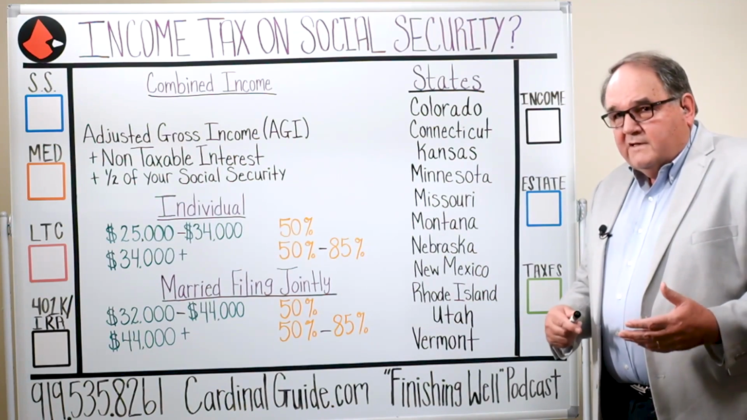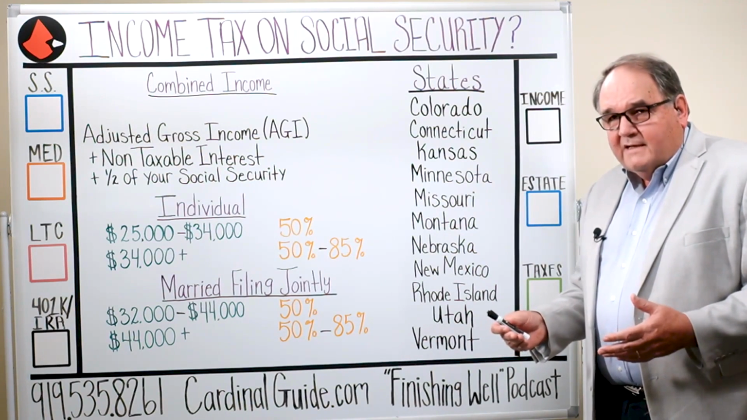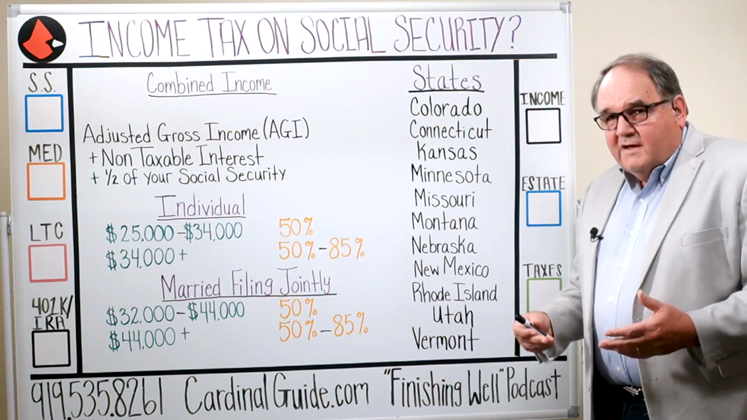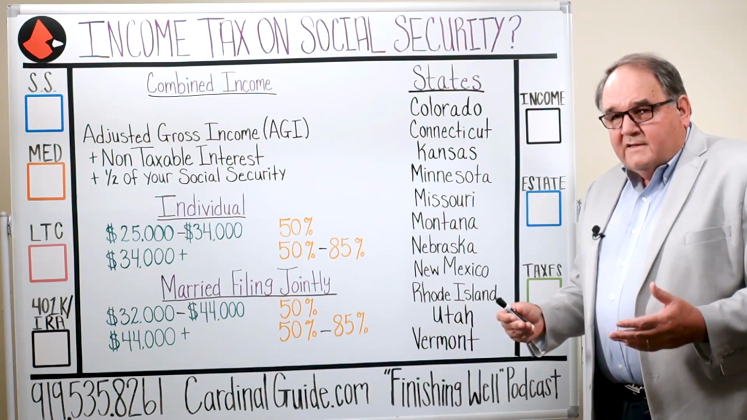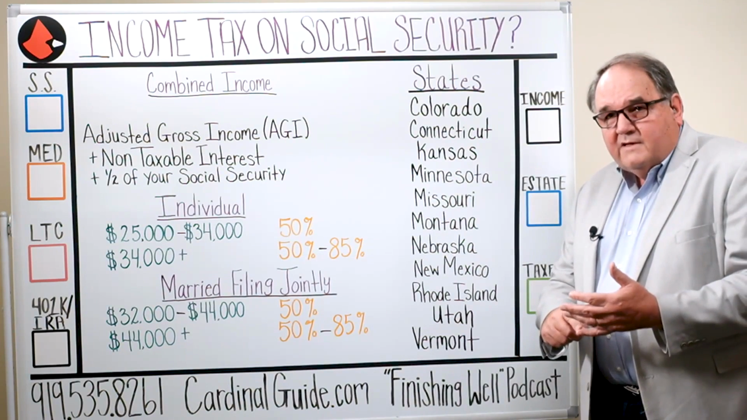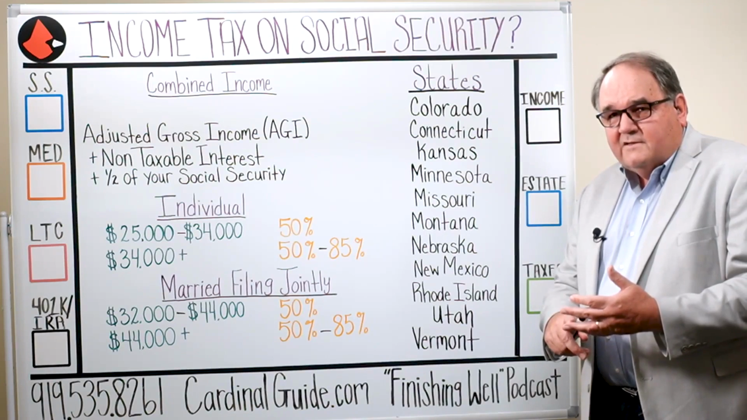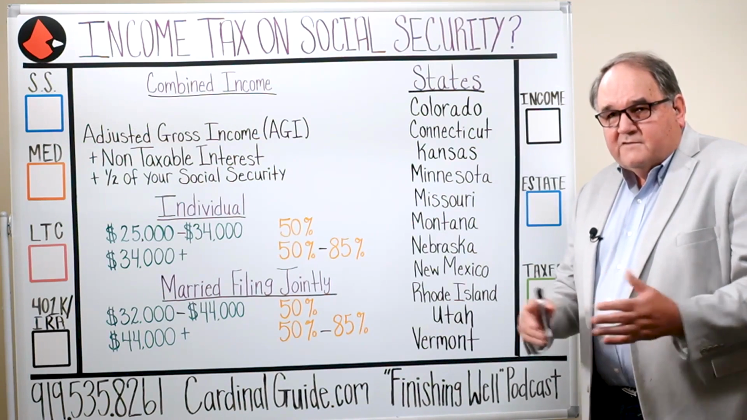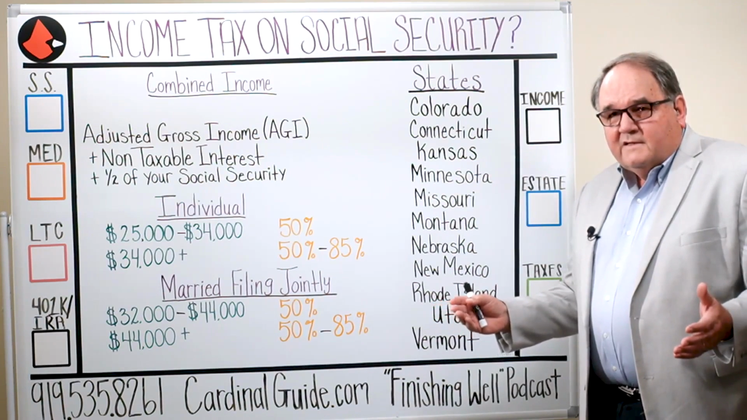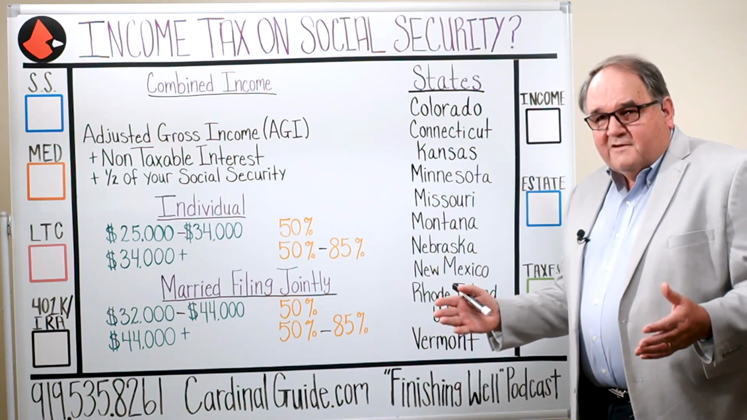If you're a low income person who only has Social Security and just a small amount of money, like $1,000 a month, $500 a month, in addition to your Social Security, you're either going to pay no taxes at all or very little, very small taxes. So you get to keep all of it. And if you're somewhere in between, 50% to 85% of your Social Security is going to be taxed.